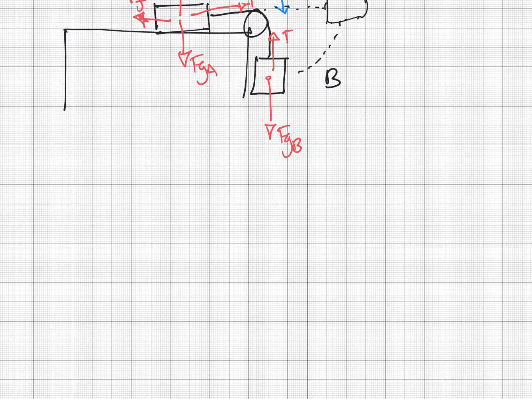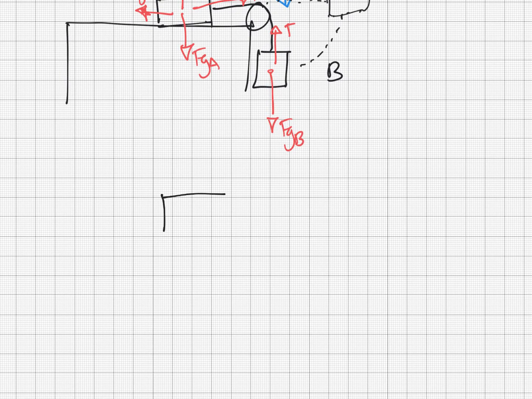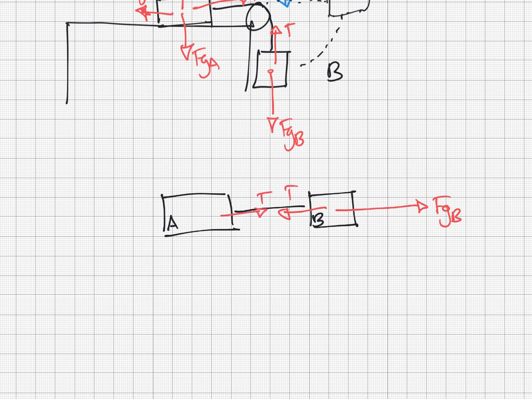So I would redraw my scenario as here's A and here's B. So there's A, there's B. And now my forces would look like my force of gravity on B, tension force, those forces are going to cancel out. Force of gravity on A, normal force, and then again, friction may or may not be there. So now I have forces both in the horizontal direction as well as the vertical direction.